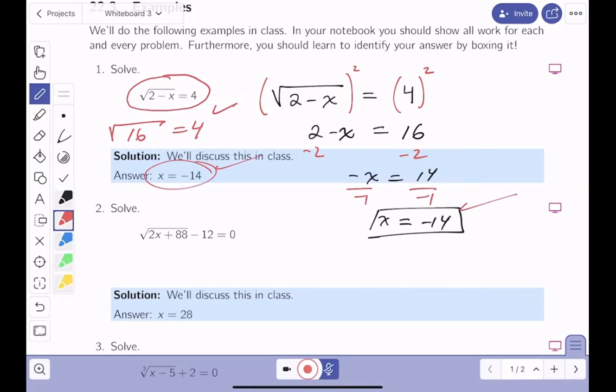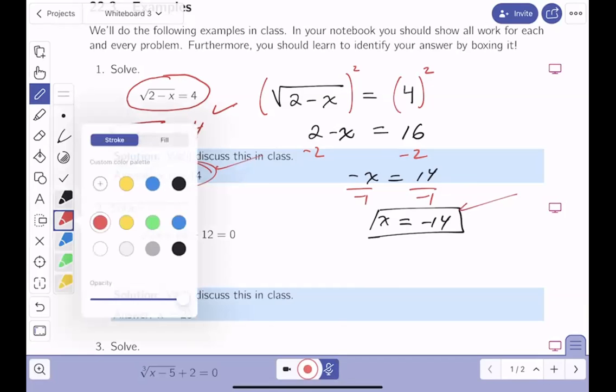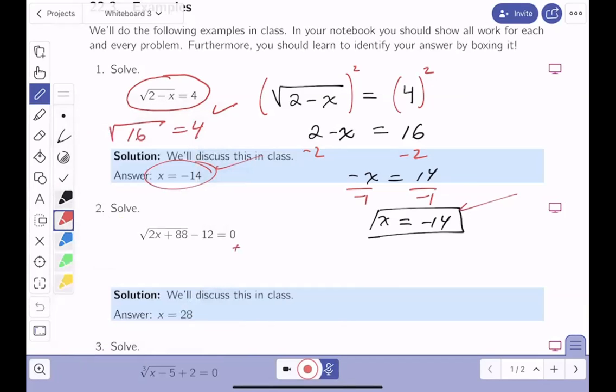All right, let's go to number 2. It's really a very similar question. What I'm going to do right from the get-go is isolate the radical. And the way to do that is to add 12 to both sides. So 12 to the right side, 12 to the left side. And if you do that, what do you get? You get a pretty simple equation. Get this over here.